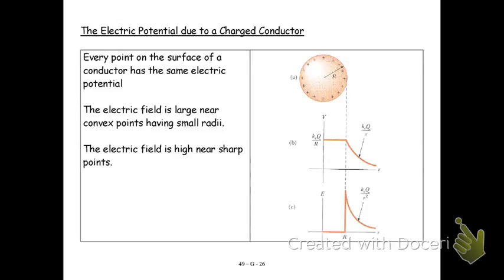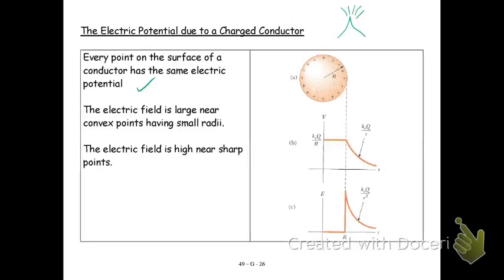Yeah, last slide. So, electric potential due to a charged conductor. Every point on the surface of a charged conductor has the same electric potential. If not, current would flow. Electric field near convex points having small radii: the electric field is larger near convex points having a small radii. So points give you large electric fields. The electric field is high near sharp points.